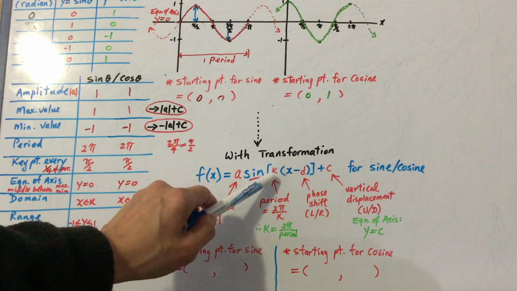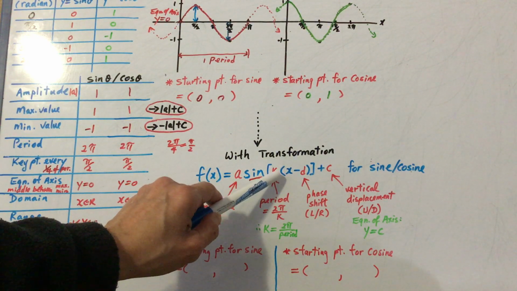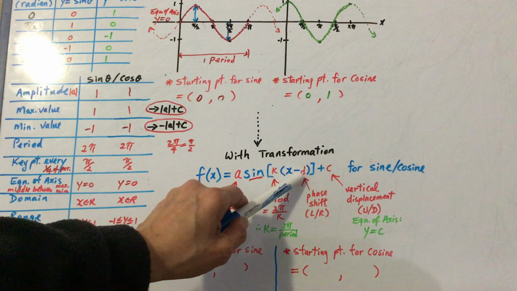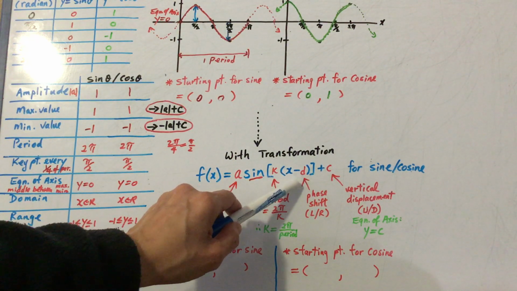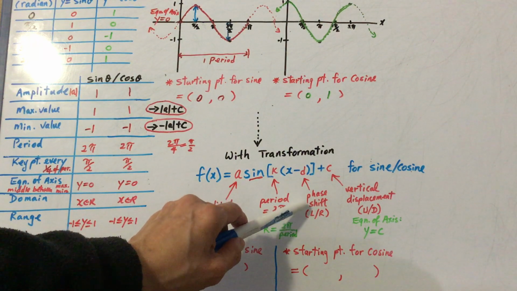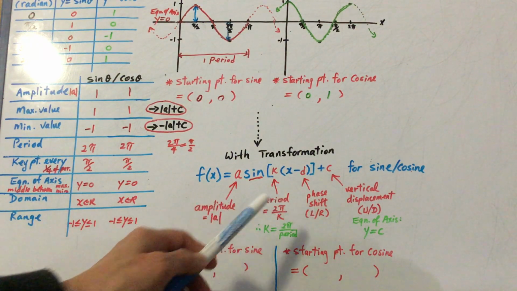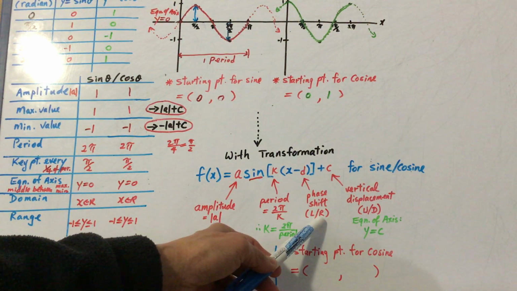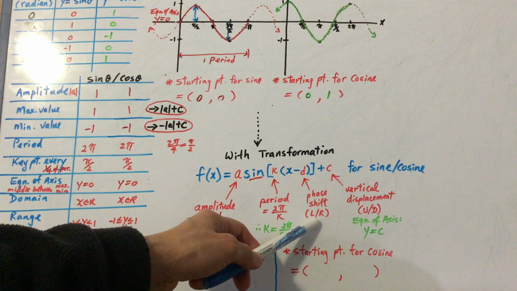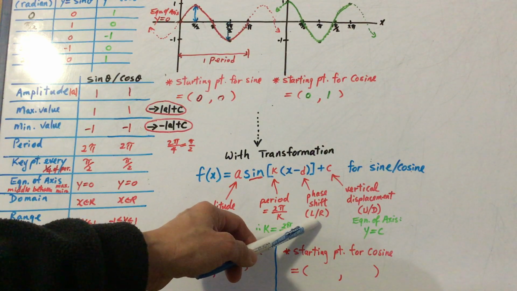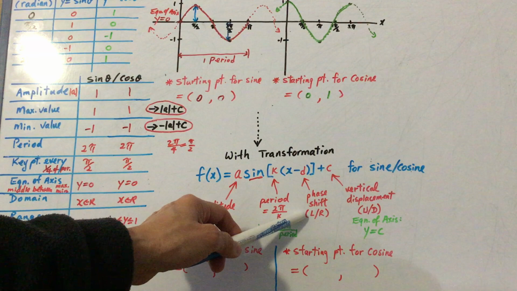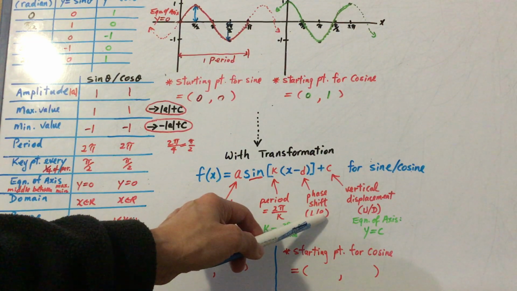And K always has to be factored out from inside the brackets, x minus the D, okay? And the D value represents the phase shift, how much horizontally the graph is going to shift to the left or to the right, okay? So it's very important that when you describe the transformation, you must include the direction of movement, which is the left or the right, okay?